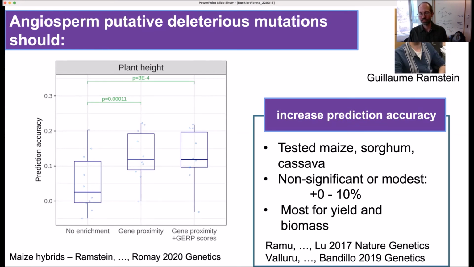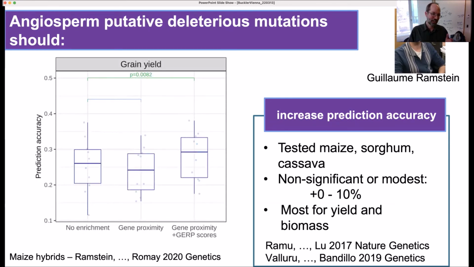But incorporating those deleterious mutations for some traits like plant height really didn't have much of an effect over just knowing where the genes were. And for grain yield, there was a modest improvement if you knew where those deleterious mutations were. But again, the scale of the improvement was modest using that type of information.